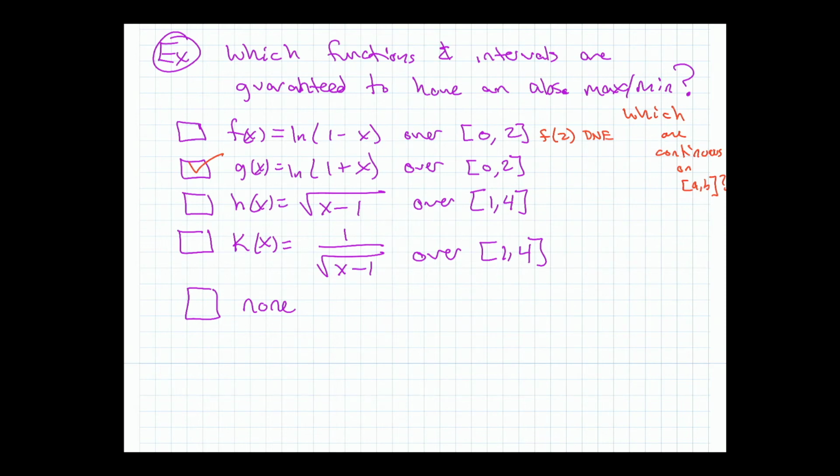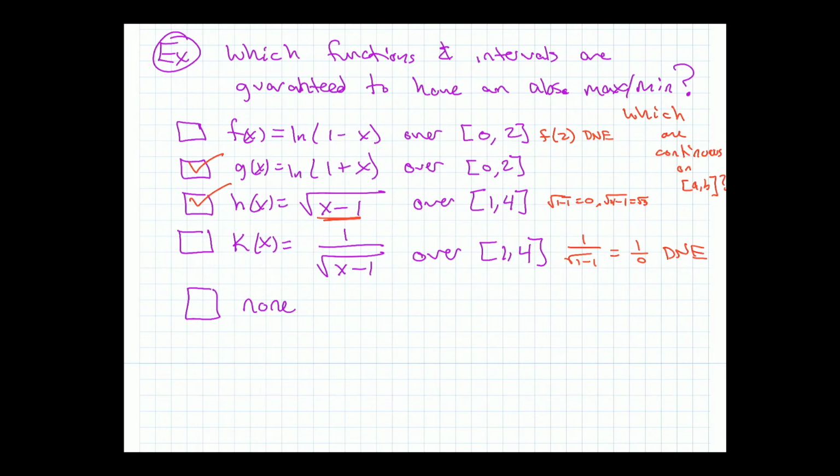All right. What about h? Again, think about plugging in 1 through 4. If you put in a 1, you'll get square root of 1 minus 1, which is 0. That's fine. If you put in the 4, you'll have square root of 4 minus 1, which is square root of 3. That's fine too. Now k of x is a little bit different. It's the same square root of x minus 1, but if you put in a 1, you divide by 0. 1 over square root of 1 minus 1 is 1 over 0, which does not exist. So not that one. So only g and h have maximums and minimums guaranteed to exist by the extreme value theorem.